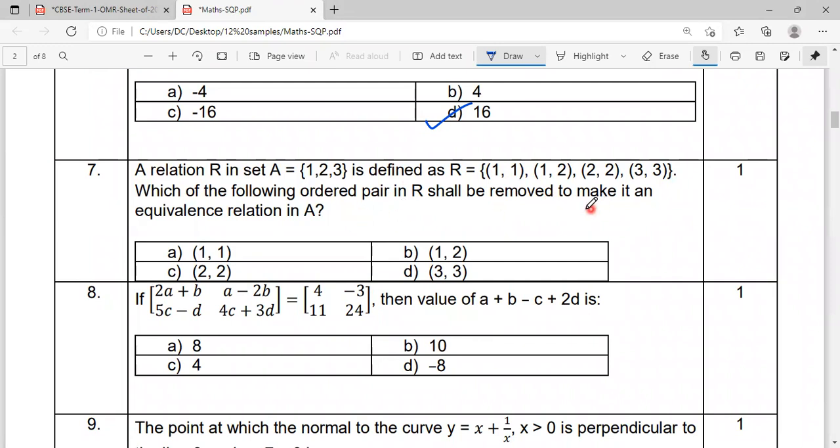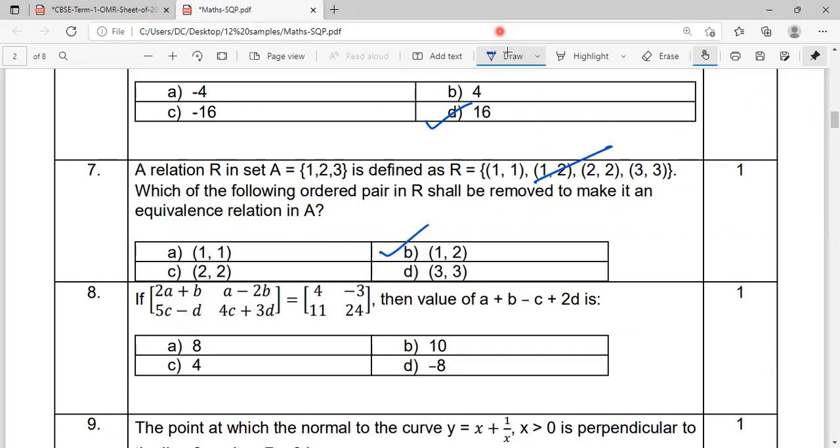Now, if you say equivalence relation, it means it should be reflexive, symmetric, and transitive. So it is reflexive. 1, 1, 2, 2, 3, 3 is there. And about which should be removed, if 1, 2 is given but 2, 1 is not given, so it is not symmetric because of this. So we should remove this 1, 2. If I remove this 1, 2, then the relation is okay, there is no problem. This is symmetric, this is reflexive, this is transitive. So what should be removed? 1, 2 should be removed.